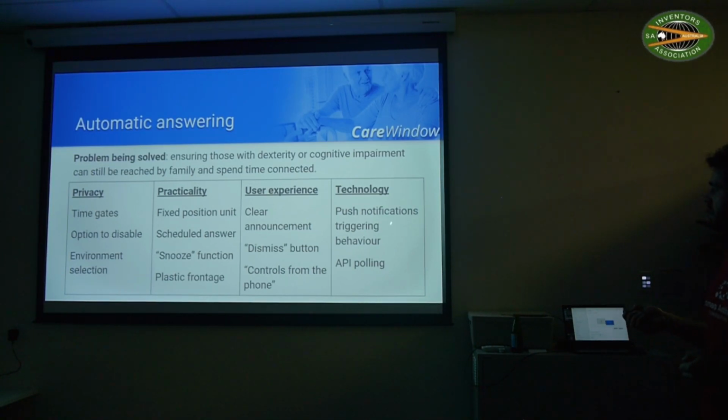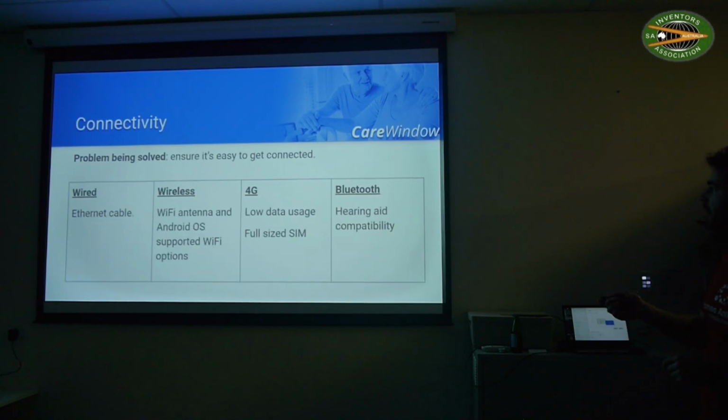And from a technology solution perspective, we use two ways of making sure it always answers. Either a push notification goes to the device behind the scenes, the resident doesn't see it, it just uses that as a triggering mechanism to make sure it can receive the call. And if that's failing, it also sits there and constantly checks, is there a call for me? Is there a call for me? So we have redundant mechanisms to ensure calls can always get through.